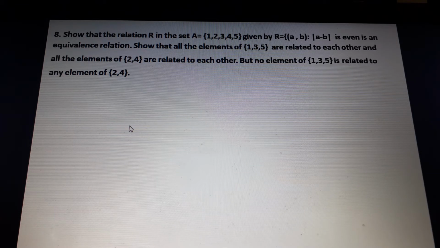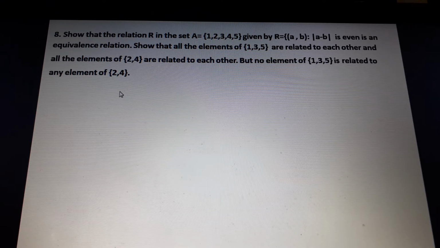Show that the relation R in the set A = {1, 2, 3, 4, 5} given by R = {(a, b): a minus b is even, or |a − b| is even} is an equivalence relation. Show that all the elements of {1, 3, 5} are related to each other and all the elements of {2, 4} are related to each other, but no element of {1, 3, 5} is related to any element of {2, 4}.